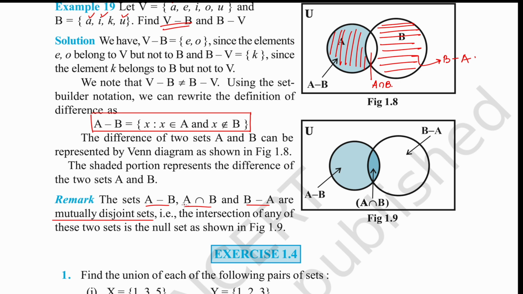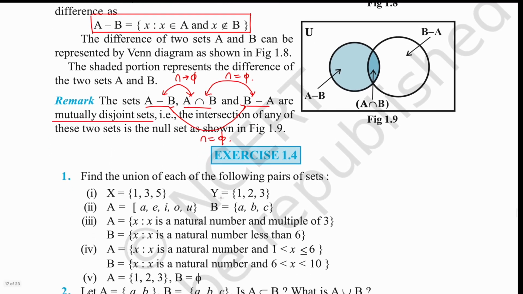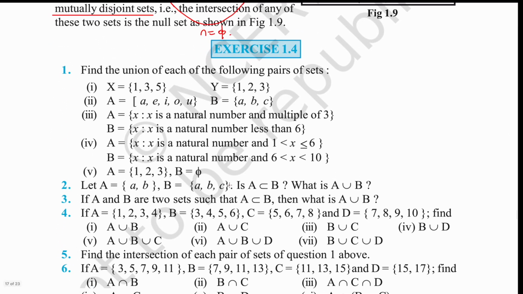Mutually disjoint sets. That means if you take intersection of these two, you'll get your resultant as phi, that is a null set. If you take intersection of these two, you'll get phi, again a null set. And if you take intersection of these two also, you'll get phi, which is a null set. So that means these three sets are mutually disjoint, right? Okay, now let's go and solve some questions.